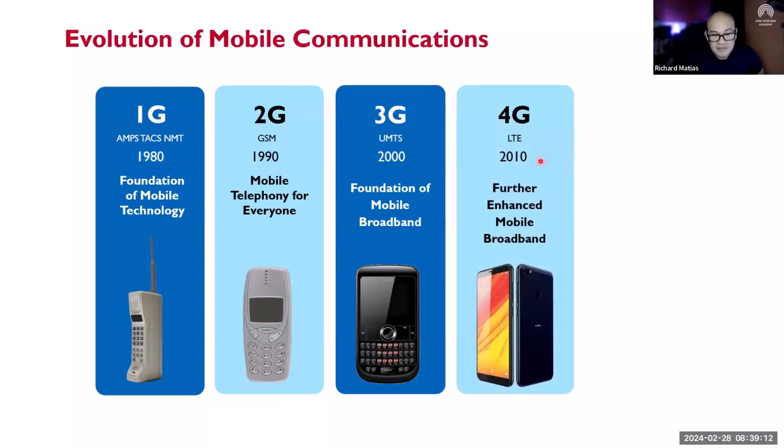Next was 4G, the fourth generation mobile communications. The famous technology here is the LTE, or the Long-Term Evolution. This was released in 2010. We call it the further enhanced mobile broadband. 4G has enabled services like streaming videos, online gaming, and mobile payments. It also paved the way for the IoT, or the Internet of Things, and other emerging technologies. This was also the time when we enjoyed 100 Mbps using our mobile phones. So you can see the big leap of data transmission from 1 Mbps to 100 Mbps.